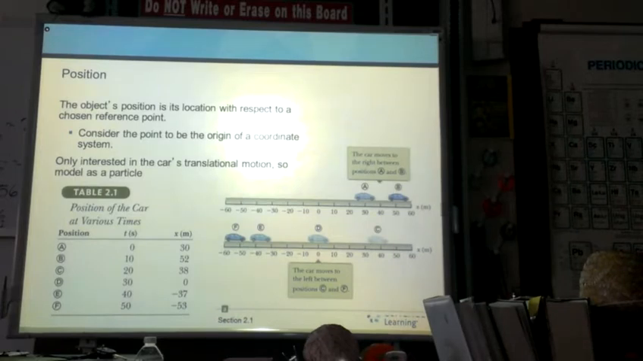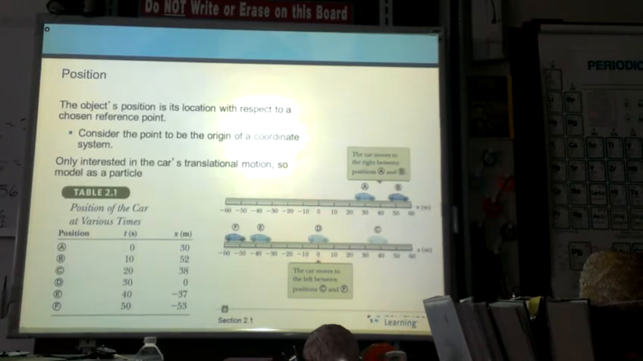The object's position is its location with respect to a chosen reference point. I don't care where you place your origin, just as long as, from this point on, wherever you set your origin, you make sure that your math is right. So if I look here at point A, the car moves to the right between positions A and B. And I set my origin just right here in the middle, no big deal.